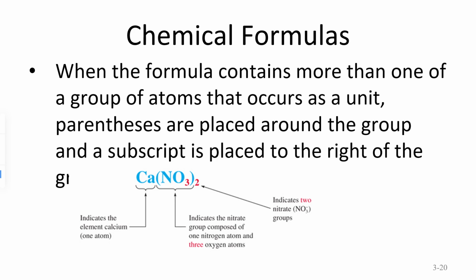When parentheses are involved, we would actually multiply what's on the outside of the parentheses to each element inside of the parentheses. So if we go from left to right here, we've got calcium. There's nothing written, so there's 1 calcium. When we look at nitrogen, there's nothing written here, but since this 2 is on the outside, we would multiply it inside. So this is actually 2 nitrogen. And here we have the 2 on the outside, so we have O3. We would multiply these together to get a total of 6 oxygen.